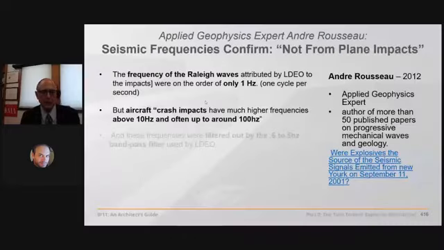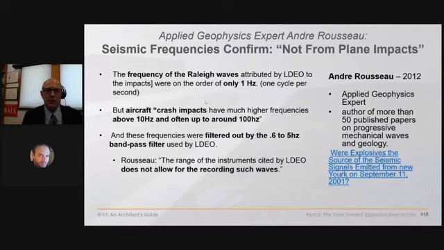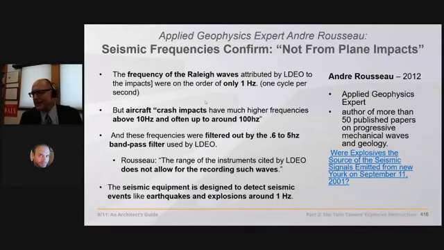And these frequencies were filtered out by the 0.6 to 0.5 hertz bandpass filters used by LDEO. The seismic equipment is designed to detect seismic events, which include explosions, by the way, not airplane crashes.